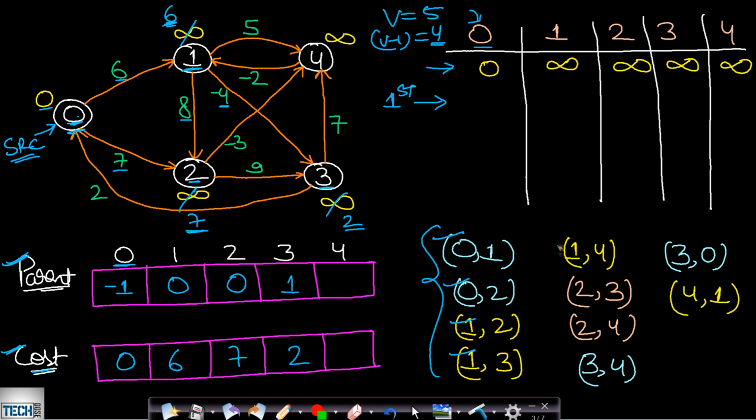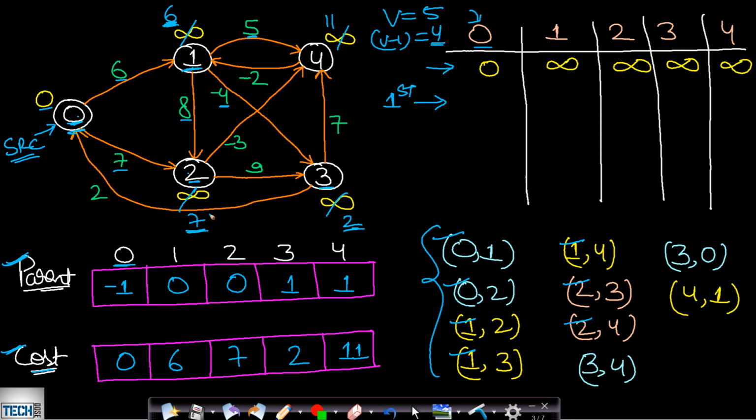Okay. Now we will process 1 4. So from 1 to 4, the cost will be 6 plus this 5, which will be 11. So 11 is lower, we will write here 11. Now since this edge 1 4 is included, the parent of 4 will be 1 and the associated cost will be 11. Okay. Now from 2 to 3, the cost will be 7 plus 9, which will be 16. So 16 is greater, we won't do anything.